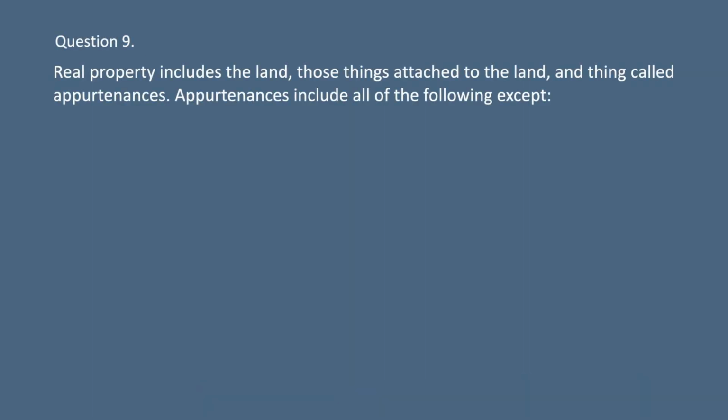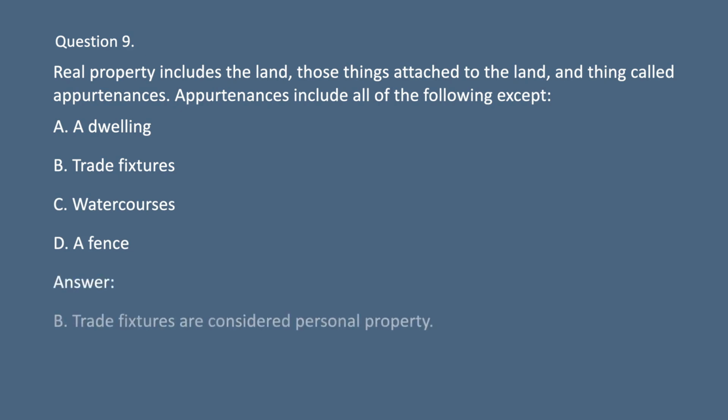Question 9. Real property includes the land, those things attached to the land, and things called appurtenances. Appurtenances include all of the following except A. A dwelling. B. Trade fixtures. C. Watercourses. D. A fence. Answer: B. Trade fixtures are considered personal property.